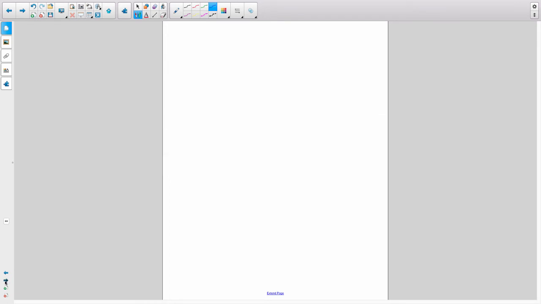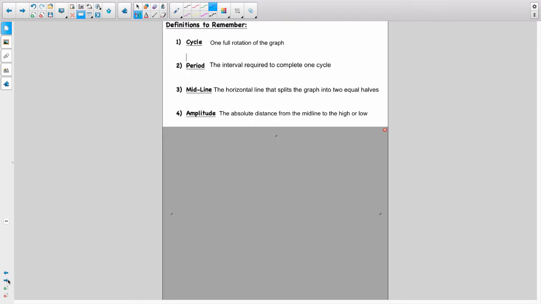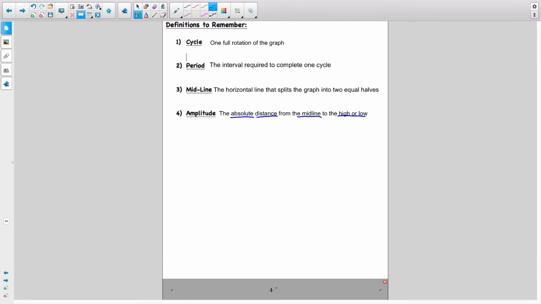So let's take a look at our definition and make sure we covered that. Yeah, the absolute distance from the midline to the high or low. That's how you calculate amplitude. Okay, very good. Next set of notes.